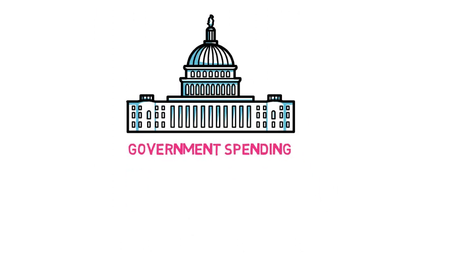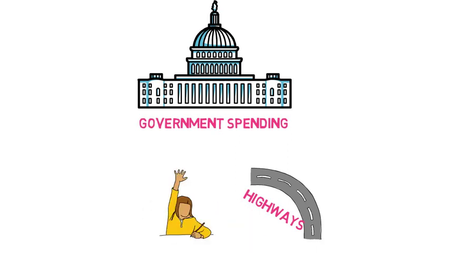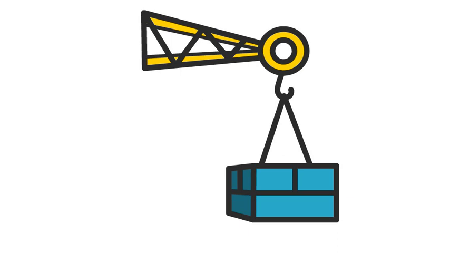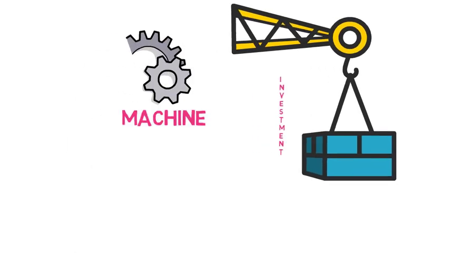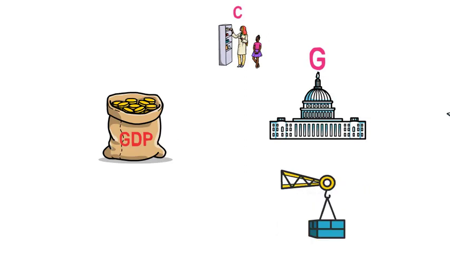Money used by all forms of government to do public works like building highways or schools, or maybe an SEZ to develop a resource-rich area. I, or investment, is done by businesses in the purchase of machinery or buildings. It also includes the purchase of a house by individuals.